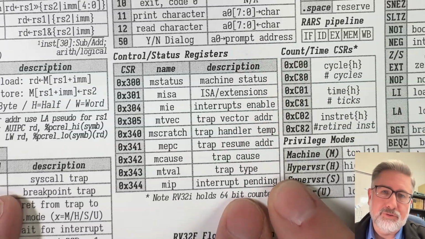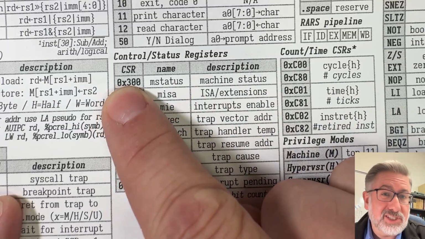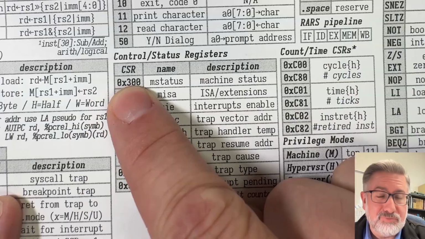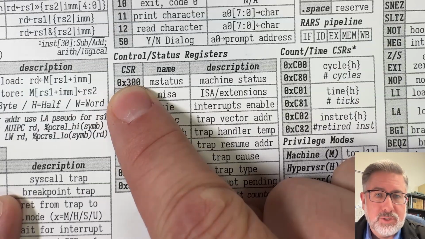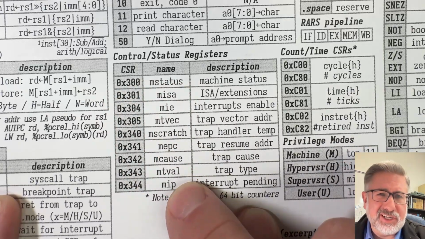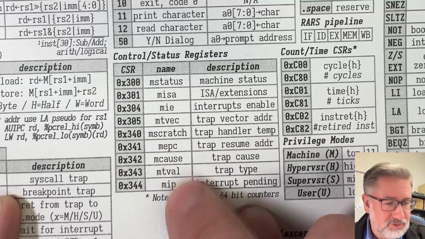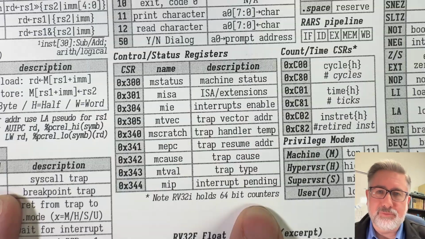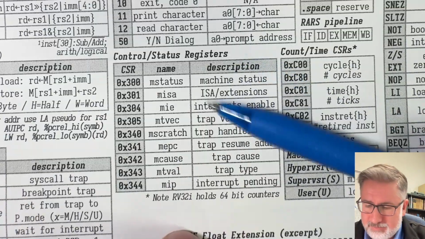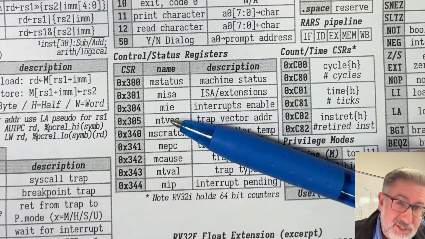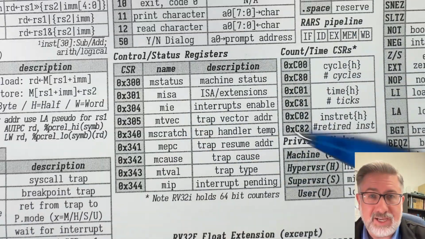There are 3 hex digits worth, so 12 bits worth, of control status register space that can be allocated. There are a set of about a dozen that are standard for RISC-V that are always implemented, and then other implementations have more. The basic ones, I had a few that were missing, so I added them all in, and then I also added some timers.